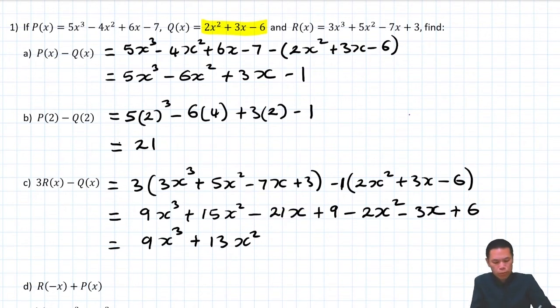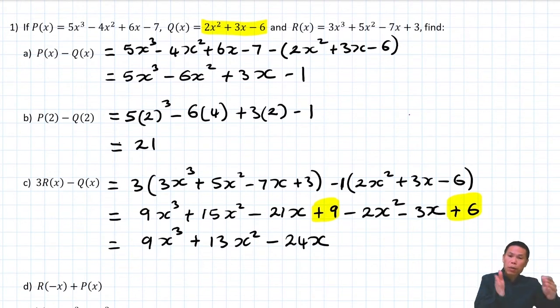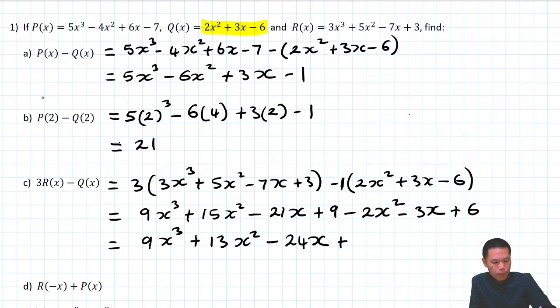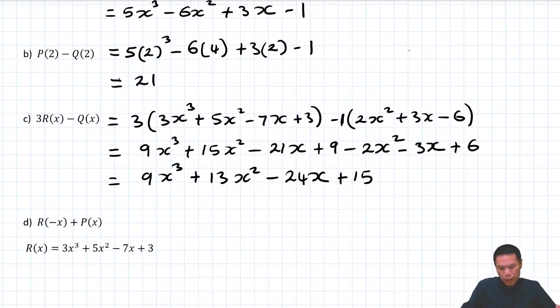Otherwise, you can just put that in a calculator. So minus 24x. Then the last one is we have 9 and we have 6. So 9 plus 6 is 15. So therefore, we just add 15. There you go. Now, last one here, which is part D.